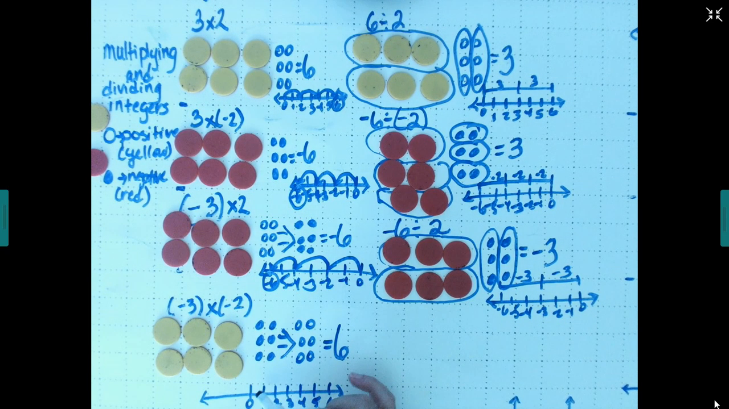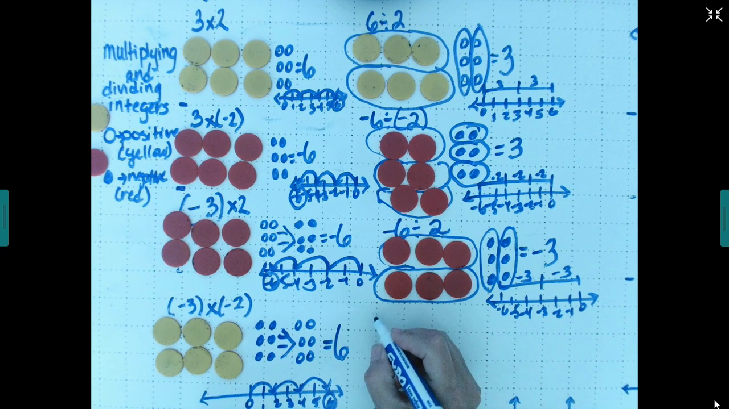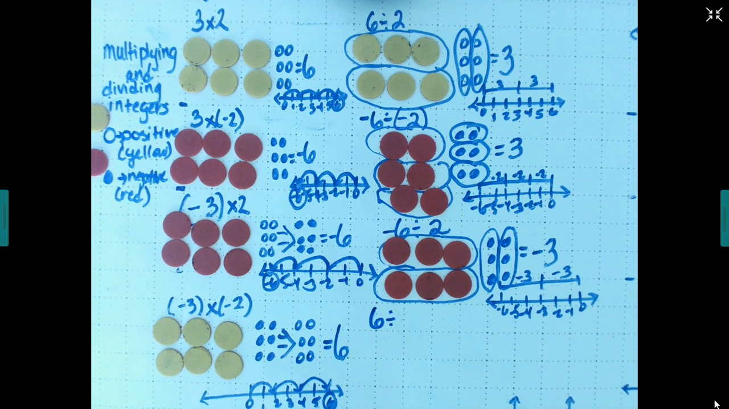So we're looking at that and we're saying, okay, the opposite of 3 groups of negative 2. Well, here's the opposite of 1 group of negative 2, opposite of 2 groups of negative 2, opposite of 3 groups of negative 2, and we end up with 6. I know you're thinking, interesting. I know you're looking for that pattern there. All right, last problem. Our division problem that's related to that. 6 divided by negative 2.